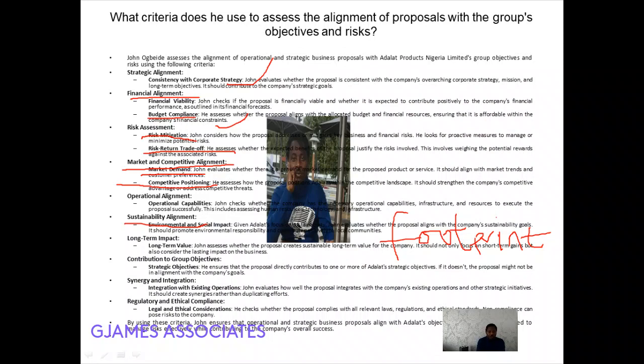The contribution to the group's objectives, synergy, we cannot overemphasize it. This proposal, this project, is it going to pull us together, or is it going to cause separation in the group? Don't forget that there are a lot of organizations. If I remember correctly, the locations alone, we have like 72 branches now. So how is it going to impact our togetherness as an organization? So integrating with the existing operation, John must consider it.